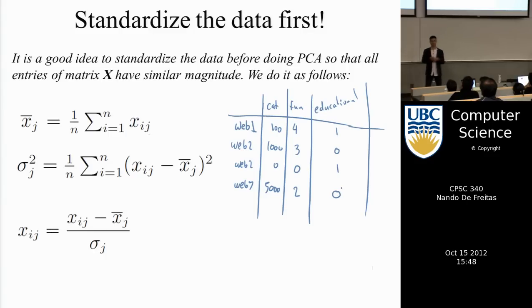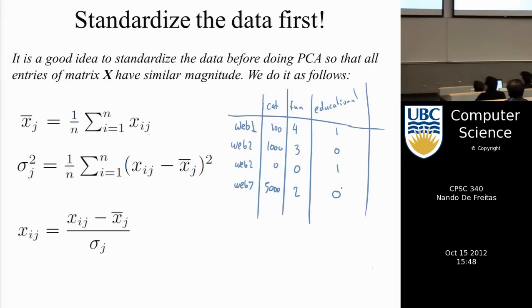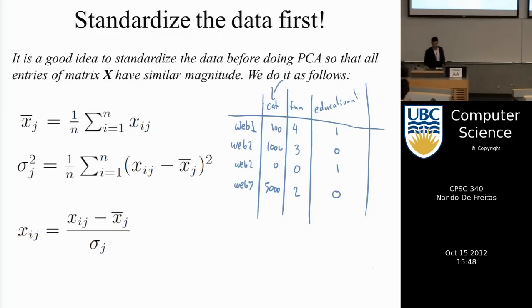Now, some of these features have small ranges, like 0 and 1, whereas some features have big ranges. Okay? And so we don't want something like cat to dominate. So that's why we take the mean of the column, we subtract the mean, and we divide by the standard deviation. When you apply this transformation, you end up with a matrix.